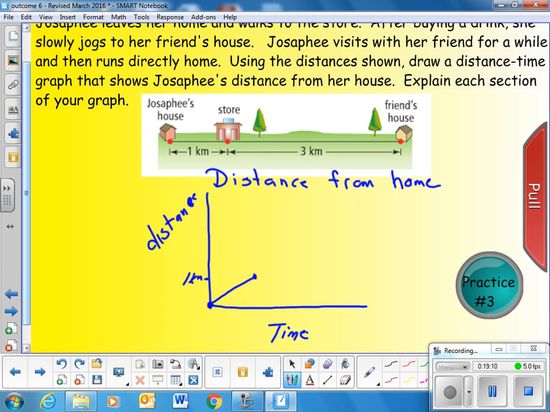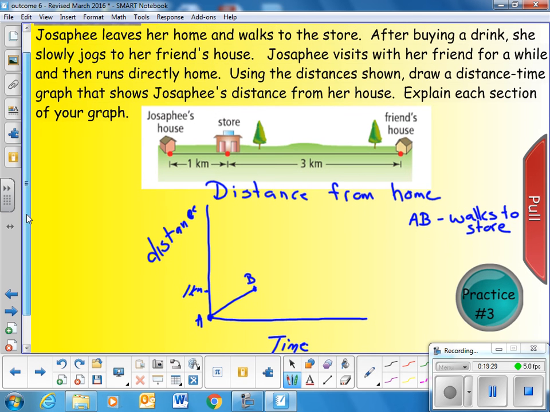So point B would be when she reaches the store. So let's keep track of these as we go. Section AB is when she walks to the store. Once she gets to that store, our question tells us that she buys a drink. So her distance isn't going to change while she's in there buying a drink. So it's going to stay flat as time continues. So from BC, she's buying a drink.